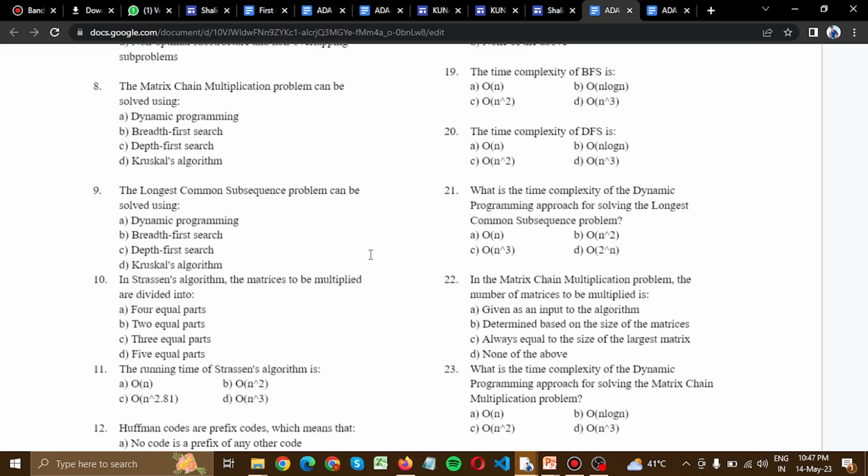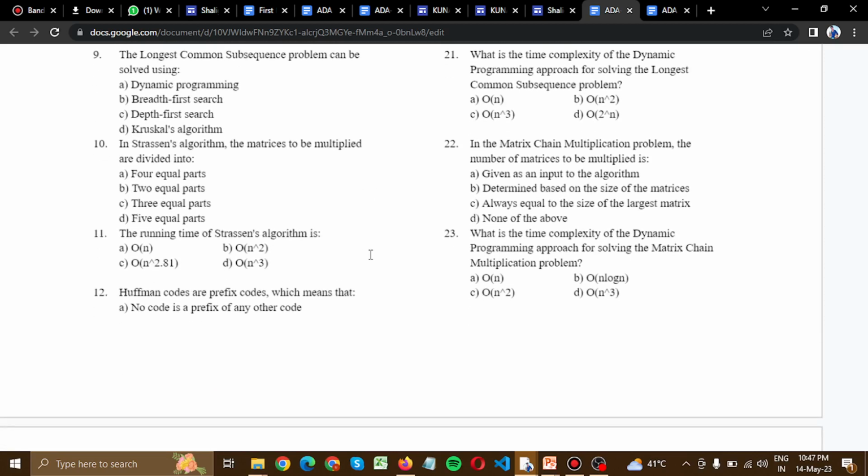Then the next question, that is ninth. The longest common subsequence problem can be solved using. This problem can be solved using dynamic programming. So the answer is option A, that is dynamic programming. Next, in Strassen's algorithm, the matrices to be multiplied are divided into. So the answer is B, that is two equal parts.